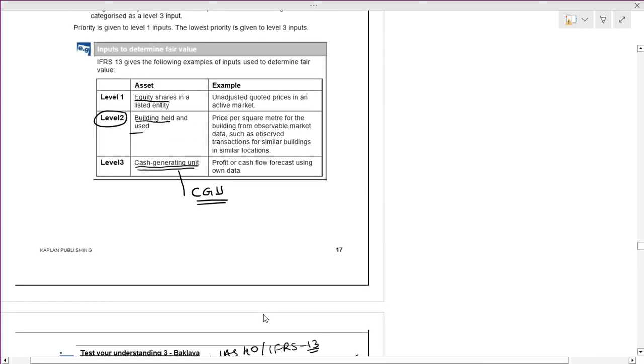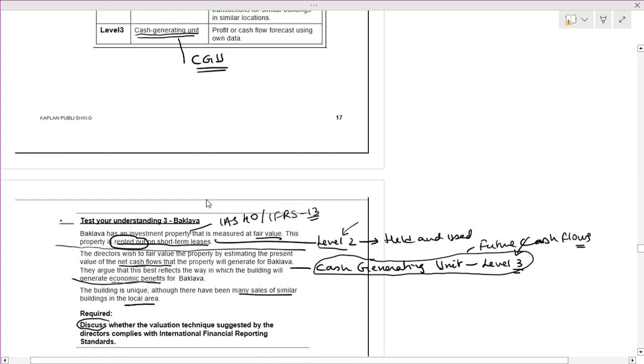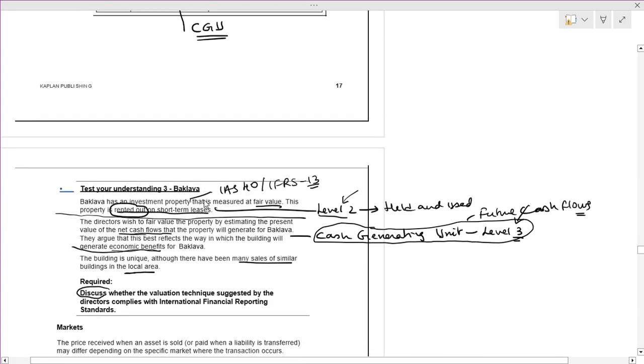But we are at the advanced stage. We should classify whether it is level 1, level 2, or level 3. Whenever you are talking in terms of future cash flows, it is going to be identified as a cash generating unit. Is it okay with you? Yes. Keep it in mind. Next, when we are going to do the next one, you will have more clarity on that.